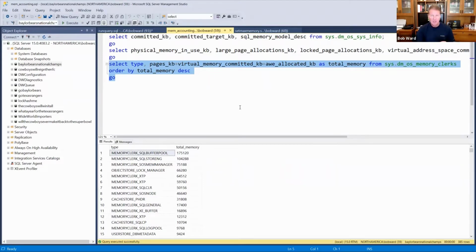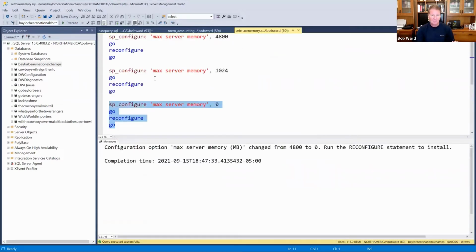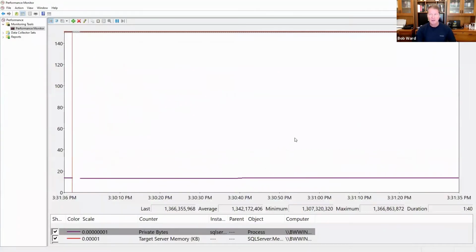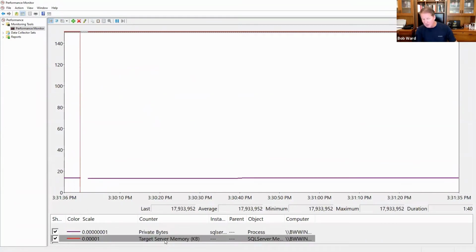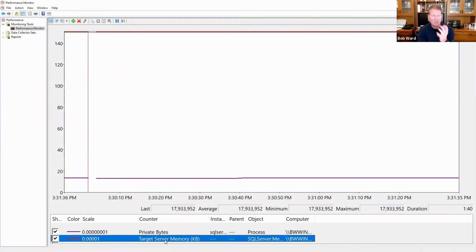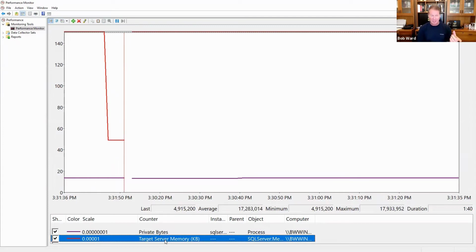So let's do this. I've got max server memory set here to 0. Let's set max server memory to like 5 gig and see what happens. So I'll go over here to Perfmon, and I'm going to look and see what my target does. It was 17 gig, and it doesn't change immediately. Why doesn't it change immediately? The reason is that Lazy Writer is the one responsible for monitoring a change.